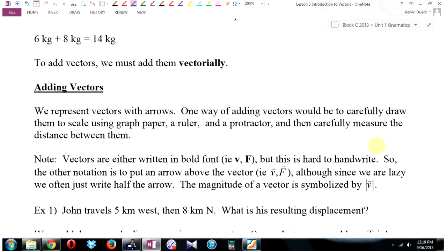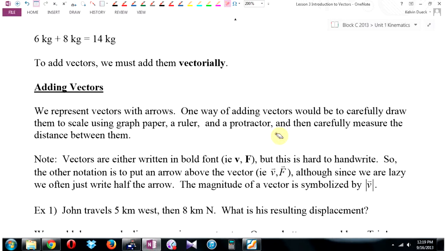Oh, little note. Vectors in textbooks are written in bold font. So that V and that F right there are vectors. But it's very hard to handwrite bold. I mean, you're not going to do that, especially on mine. When I do scribbles, it crosses out. So the other notation is we put an arrow above the vector. But over the years, we've gotten lazy, and Samantha, it's become just a half arrow. Okay.